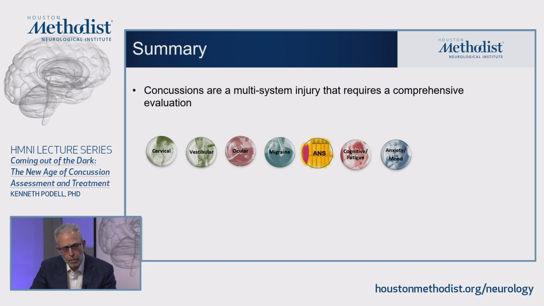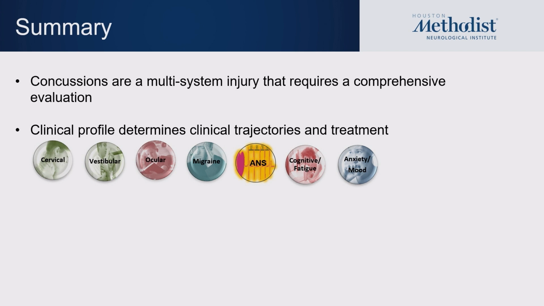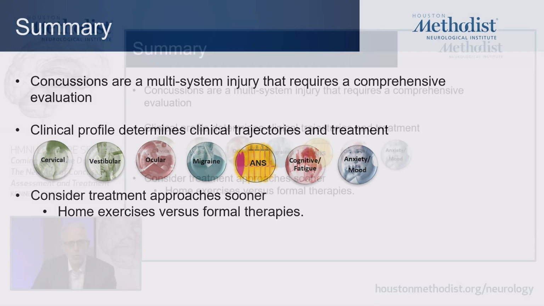So just to summarize, as I mentioned, concussions are a multi-system injury that requires a comprehensive evaluation. We have these 7 areas of cervical, vestibular, ocular, motor, headache, autonomic, cognitive fatigue, and the balance problems that we do see. So those clinical profiles will determine the clinical trajectories and the treatment and the direction that we're going to go. Concussions are treatable, and we can help them get better faster if we know what to treat. So with that, we will consider the treatment options a little bit sooner.